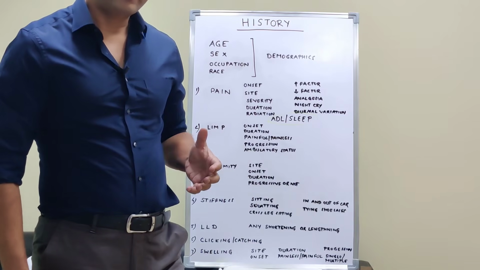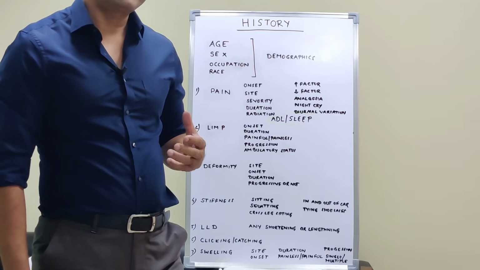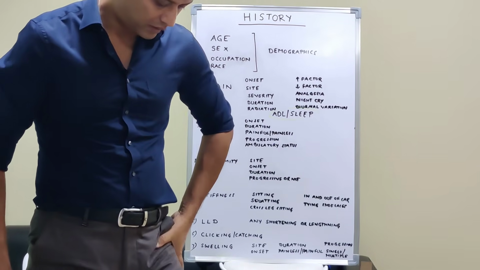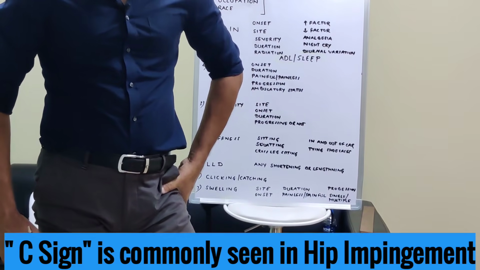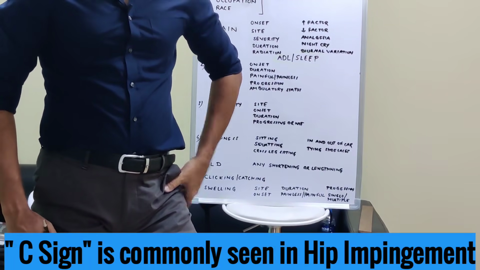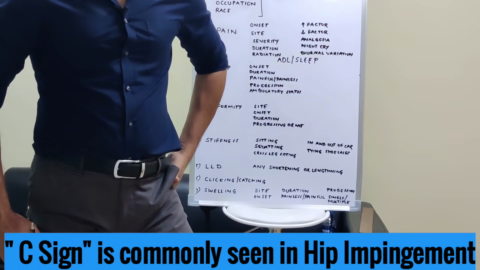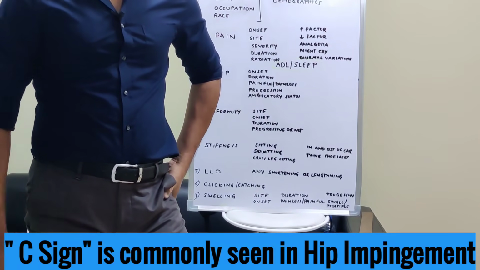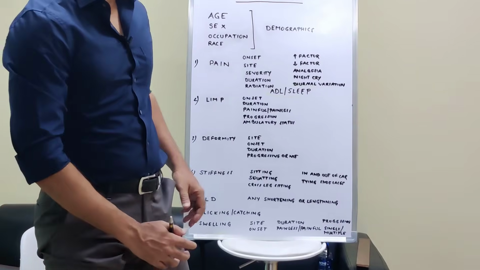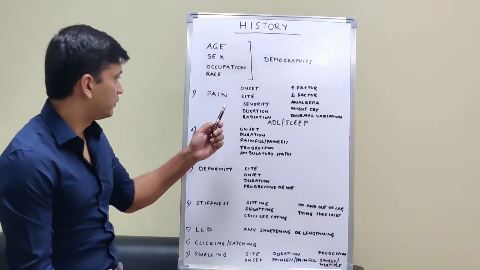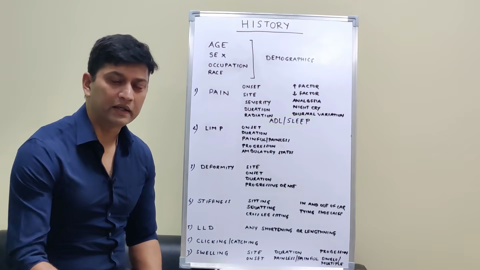Now, there are occasions when a patient, if you ask them where does it hurt, will put their hand like a C, and this is a positive C sign. So C sign is nothing but thumb on the groin and fingers on the back or the buttocks, and this is very typical of an intra-articular pathology. So site is extremely important. Now severity, how bad it is.